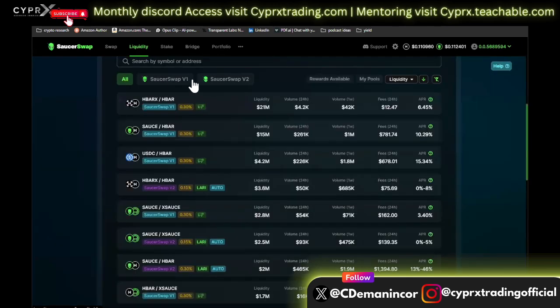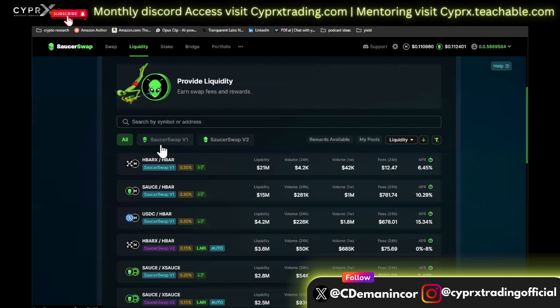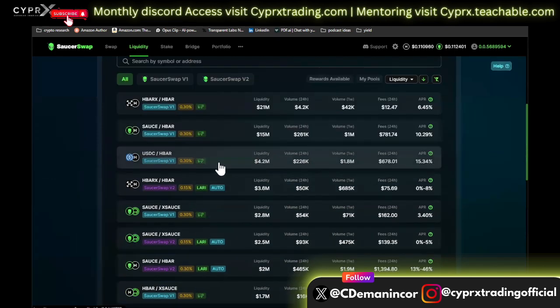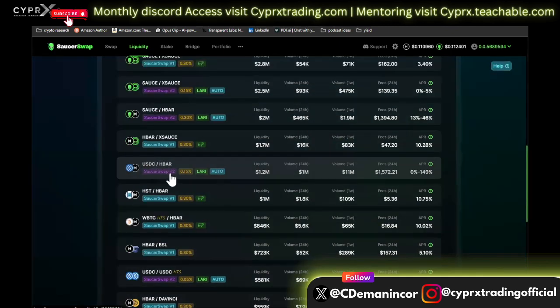Now, for this example, we are going to be entering into a concentrated liquidity range pool. So we're going to need to look at Saucerswap V2 pools. If you want a wide range and a more laid back option with lower APRs, you're going to be looking at Saucerswap V1 pools, which are wide range liquidity pools that offer relatively healthy APRs, but a lot lower than concentrated ranges. So for this example, we're going to be utilizing the USDC Hbar Saucerswap V2 pool.